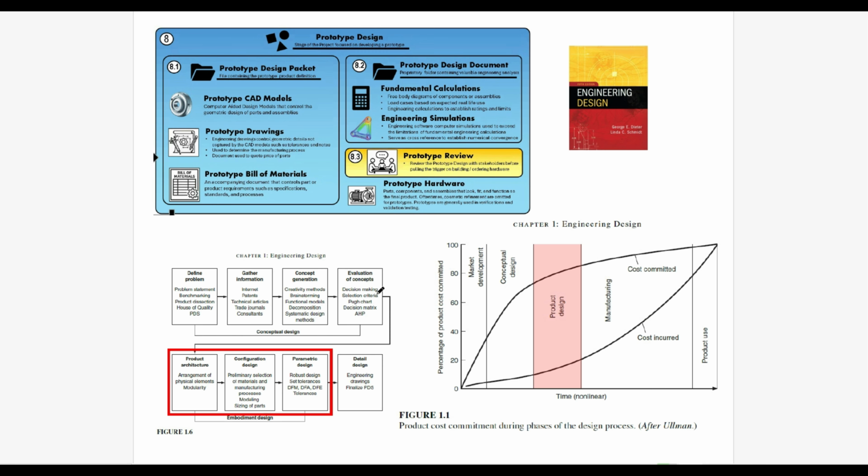All right, so now things start to get more fun and more exciting, and that is the prototype design stage. And before we look at card number 8, let's look here at the bottom. The engineering design book has that split up into 3 different sections: product architecture, configuration design, and parametric design. So that is how to interpret step number 8. For us, step number 8 is 3 different subcards, and that is in the highlighted section.